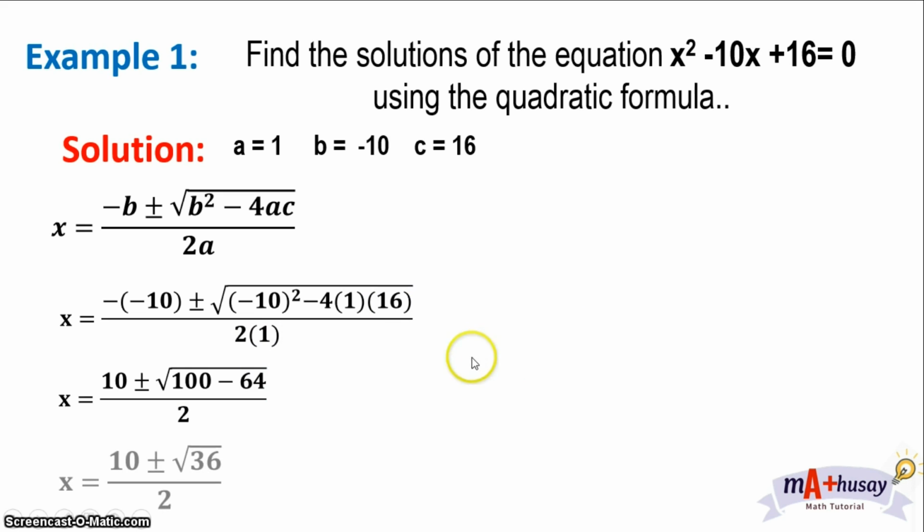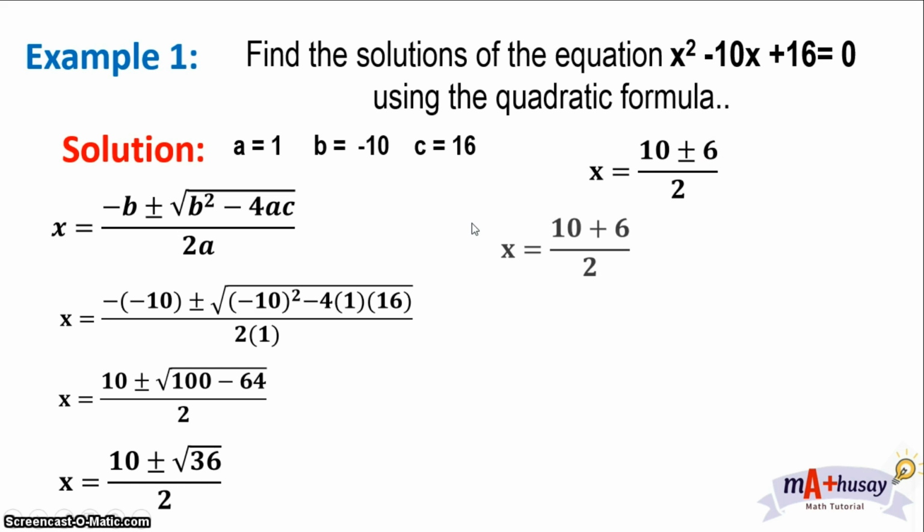Now, we can still simplify the numbers inside this radical. So, 10 plus or minus the square root of 36 because 100 minus 64 is 36, all over 2. Now, to find the values of x, we can still simplify the square root of 36. And we know that it is 6. So, we have x is equal to 10 plus or minus 6 all over 2. Now, we have two solutions for this equation. One is 10 plus 6 over 2, and the other is 10 minus 6 over 2.